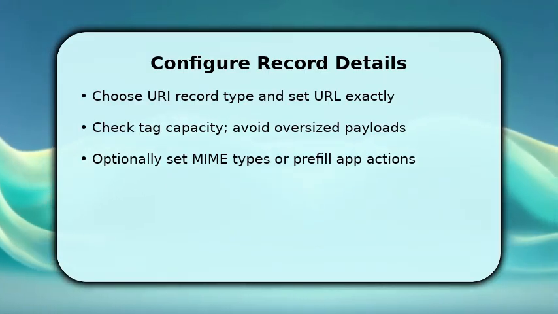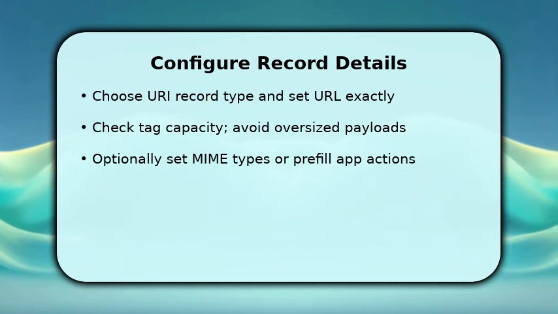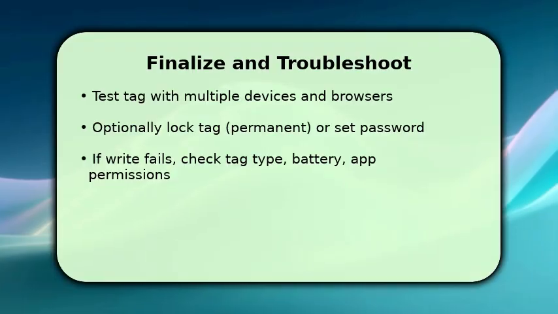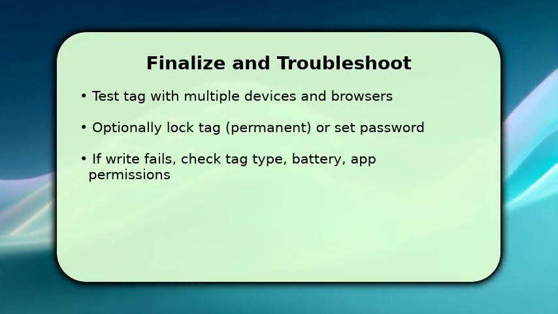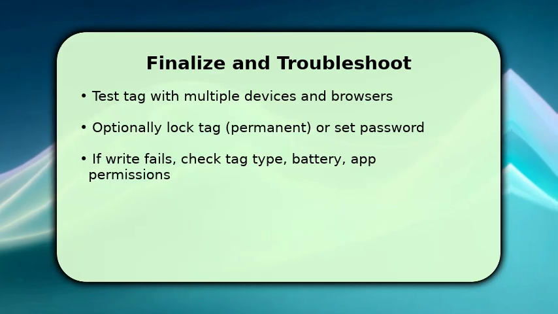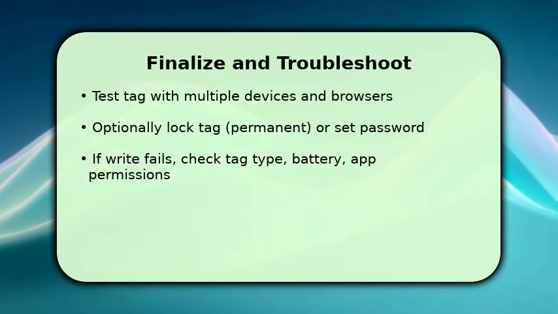Finish by testing the written URL with several phones and browsers to ensure consistent behavior. Some devices treat links differently. If you want permanence, lock the tag, but remember locking is irreversible. Alternatively, set a password on writable tags for controlled updates.